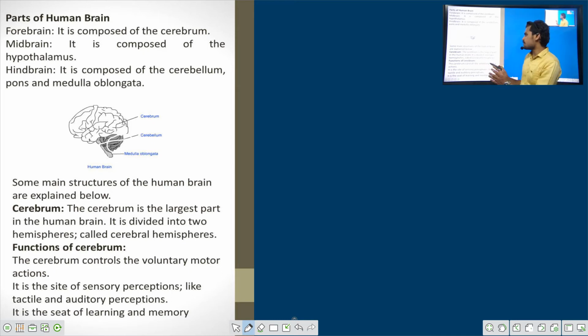Cerebrum. The cerebrum is the largest part of the human brain. It is divided into two hemispheres called the cerebral hemispheres. So look at my hand. A brain consists of two parts: the right hemisphere and the left hemisphere. Now the function of the cerebrum. The cerebrum controls voluntary motor action. It is the site of sensory perceptions like tactile and auditory perceptions. It is the seat for learning and memory.